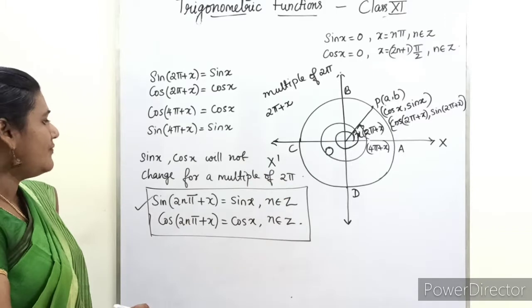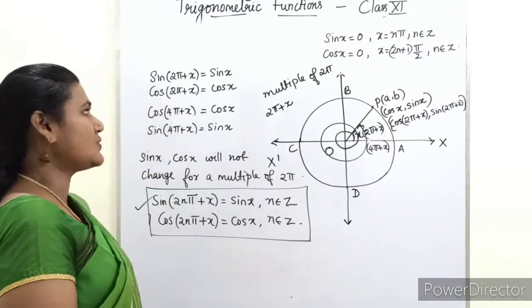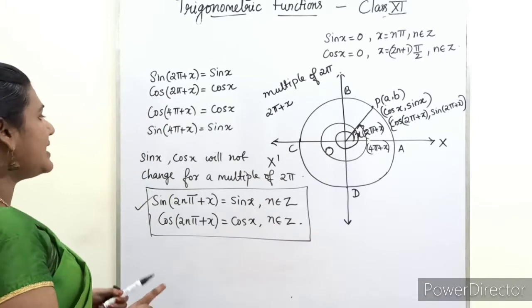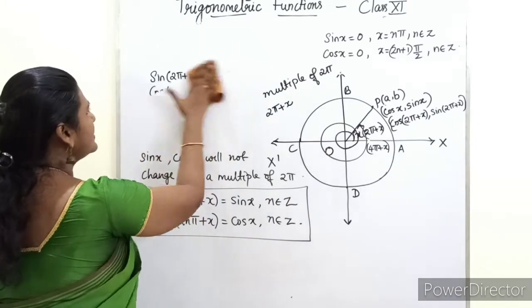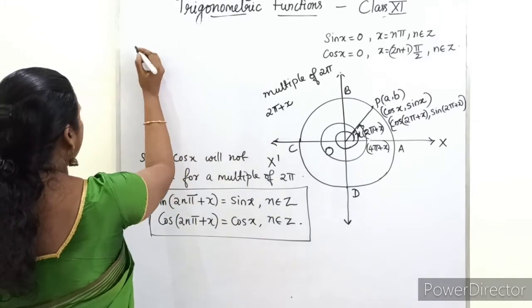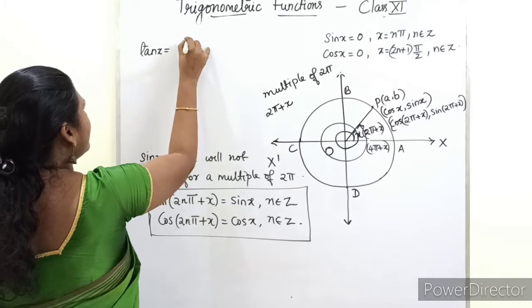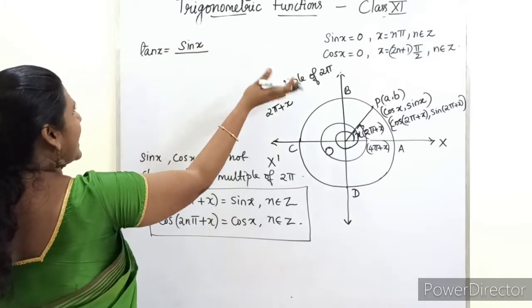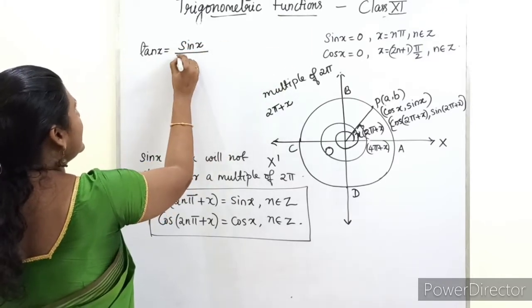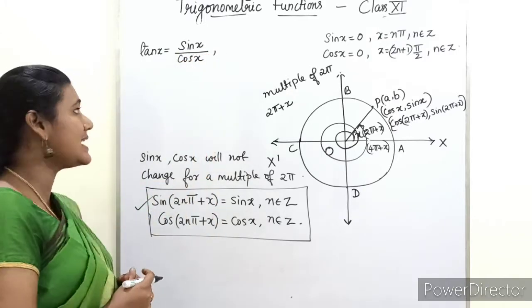So now we will define the other trigonometric ratios. How are we going to define the other trigonometric ratios? First we take sin and cos, which we have already seen. Now we will take tan x. Tan x we can write in terms of sin and cos. So tan x we can write as sin x by cos x.